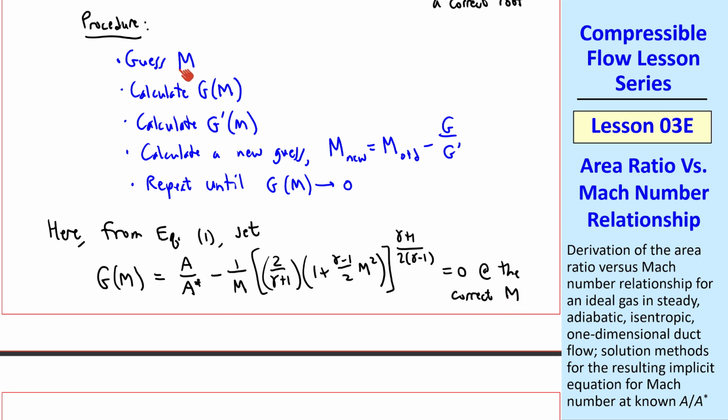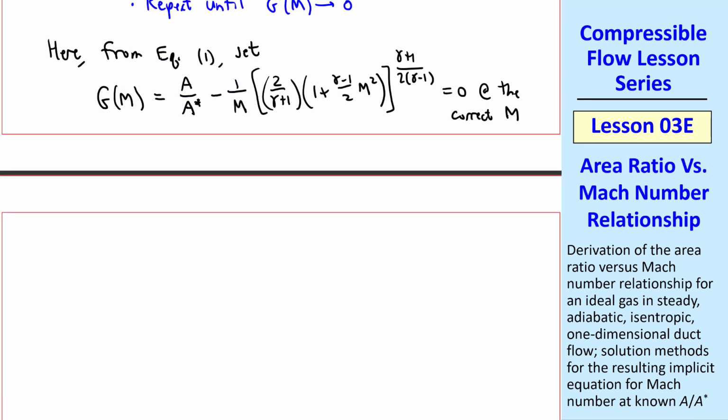If we guess a subsonic M, we should get the subsonic root, and if we guess a supersonic M, we should get the supersonic root. Well, the problem with this method is that you also have to calculate g prime. I'll start it for you. A over A star is known, and it's a constant, so the derivative is 0.